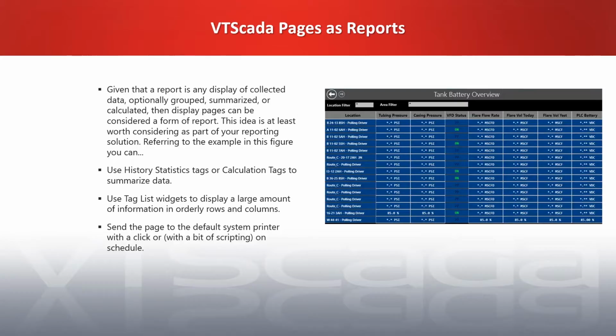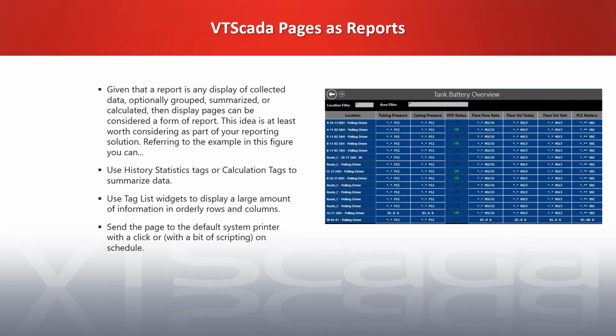You use calculation history statistics tags and a tag list widget, and now you have this screen where large amounts of information have been grouped in a meaningful way, and you can print this page out. This could serve as your report. You literally have to do nothing else. You don't even need Excel. So this is one other option I just wanted to mention to people.